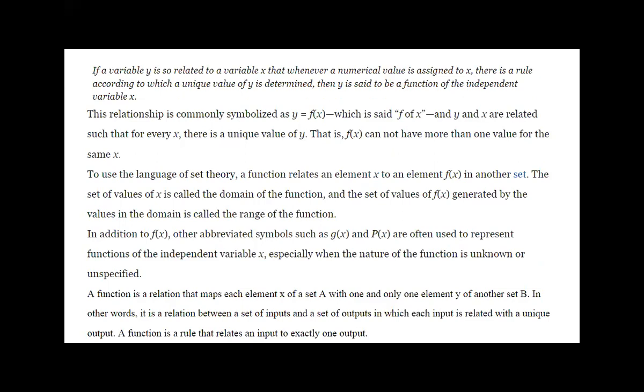Okay, then in addition to f of x, other abbreviated symbols such as g of x and p of x are often used to represent functions of the independent variable x, especially when the nature of the function is unknown or unspecified.